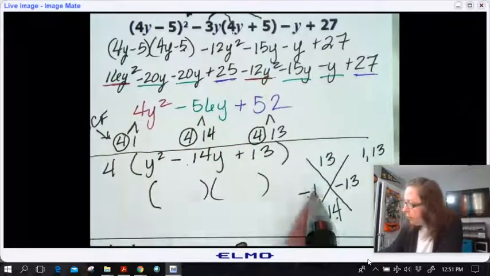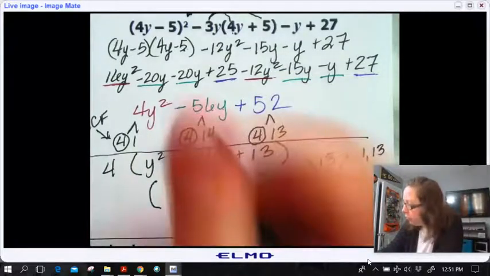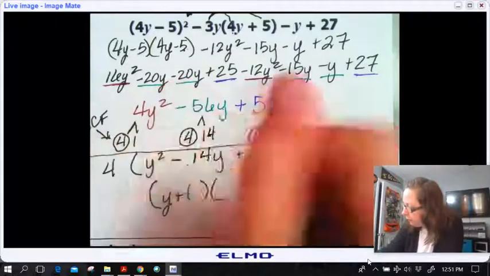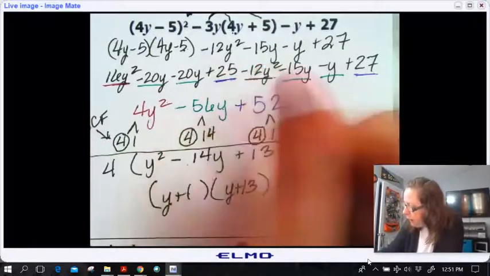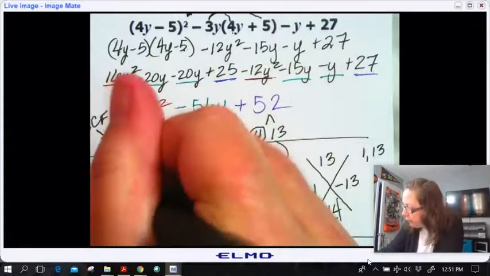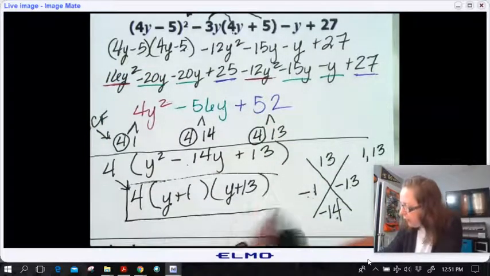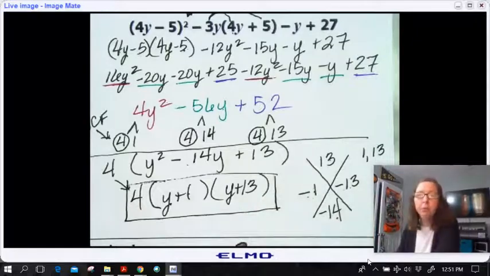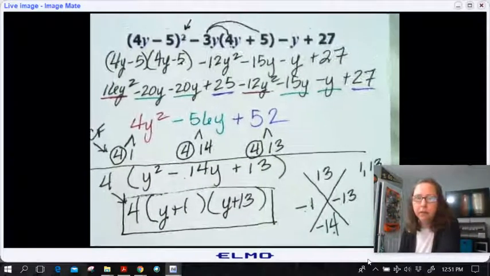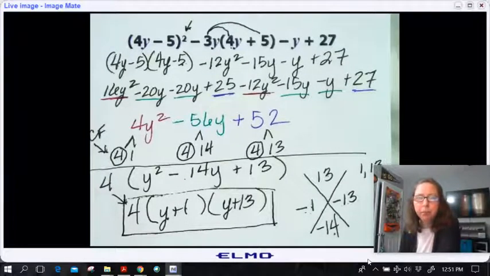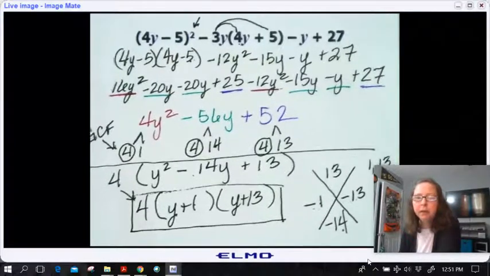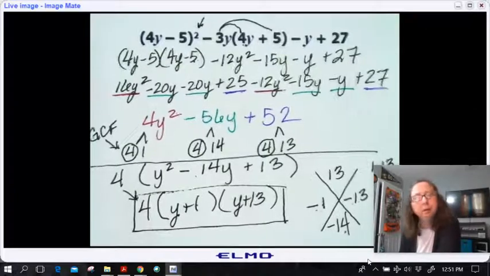So remember, when you put them inside your factors, you have to change the signs and bring down your GCF. Alrighty, so this one problem completely combines the last two lessons all together. That is the biggest problem that you will ever probably see, okay?